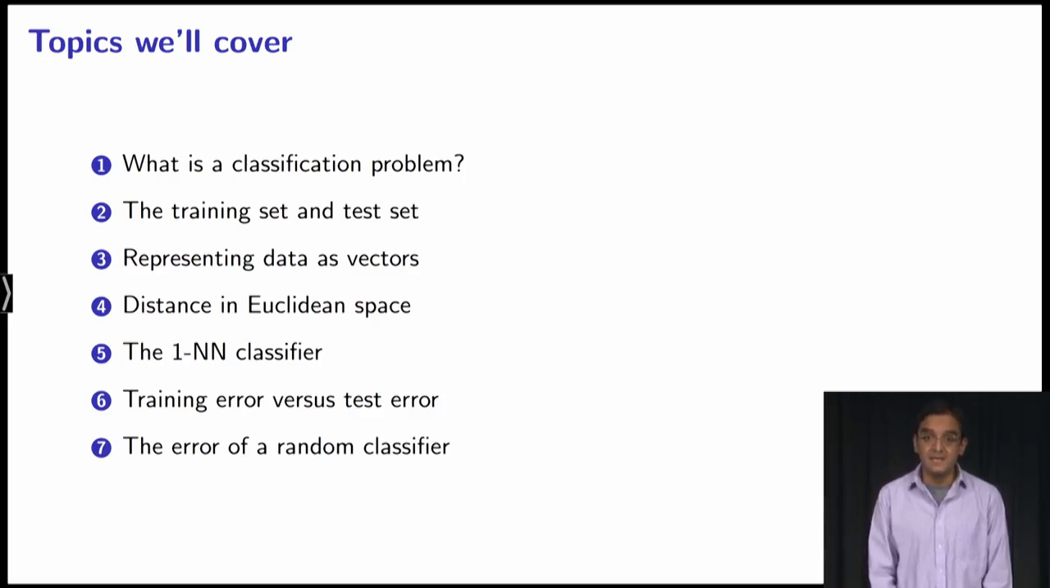We'll see how data can be represented as vectors in Euclidean space, and how to compute distances between these vectors. All of this will give us the background we need to put the one nearest neighbor classifier to work.